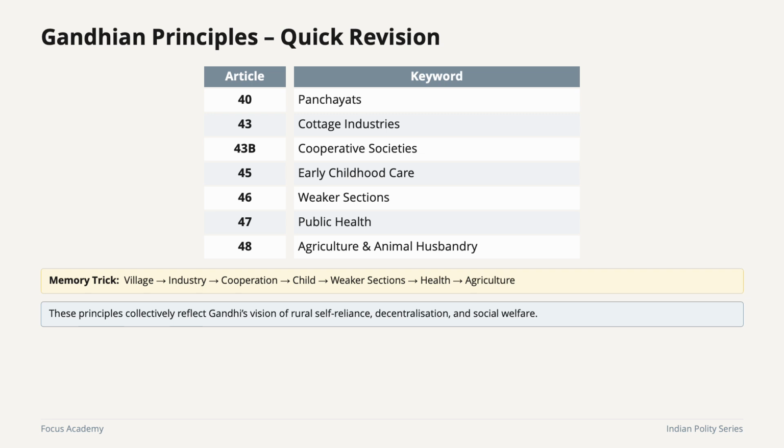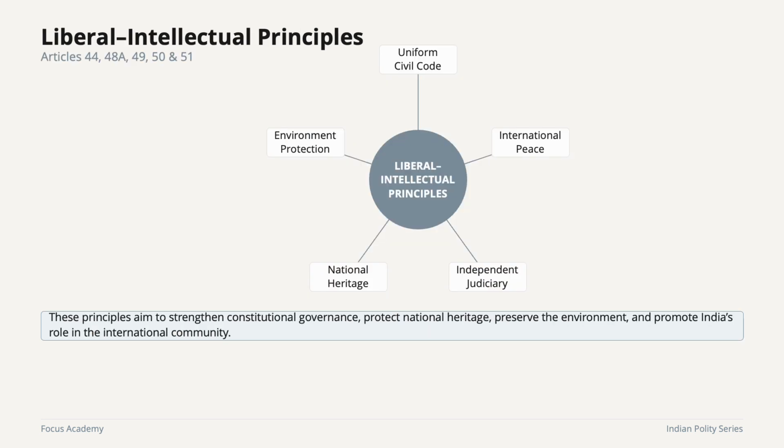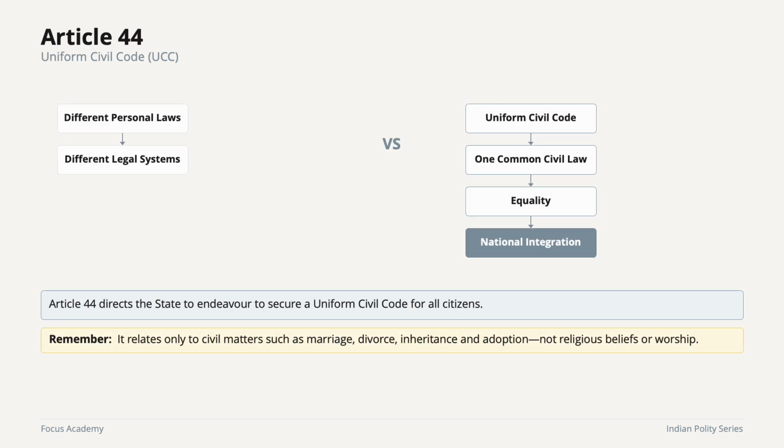Next, we have the last, the liberal intellectual principles. Here we have Articles 44, 48A, 49, 50 and 51. We will be studying them one by one. Now Article 44, very important. You should stamp it inside your head. Article 44, uniform civil code. It's one of the most intensely debated topics across the entire nation.